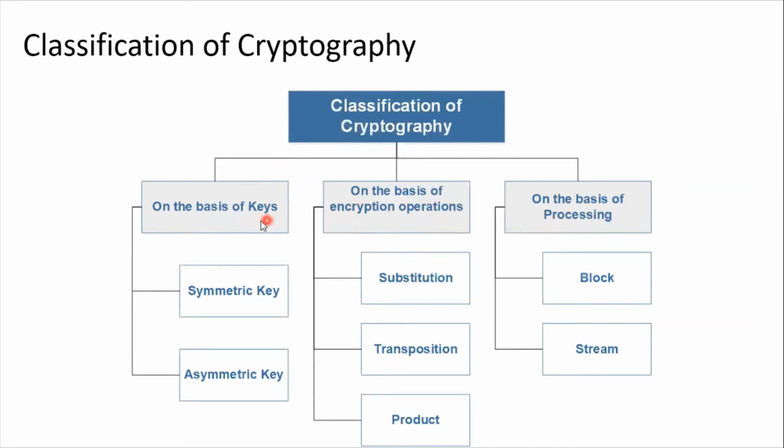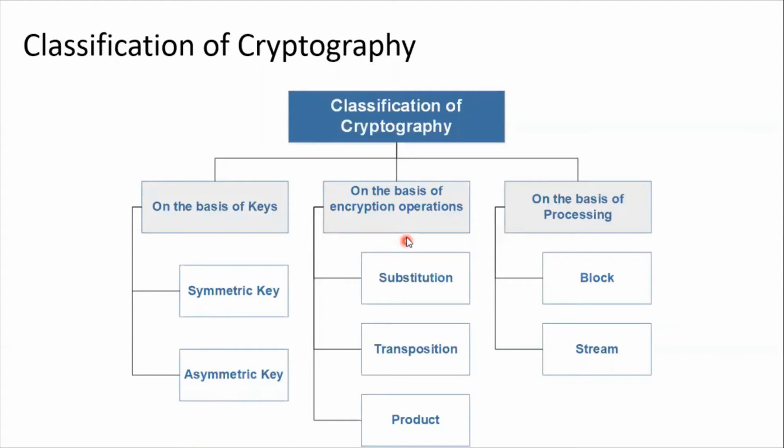If we see here, on the basis of keys, we have subcategorized it into symmetric and asymmetric key cryptography. In symmetric key cryptography, we have the same key for encryption and decryption, and it is also called private key cryptography and secret key cryptography. And in asymmetric key cryptography, we have different keys for encryption and decryption, and on both sides, like sender and receiver, will have different keys for encryption and decryption.